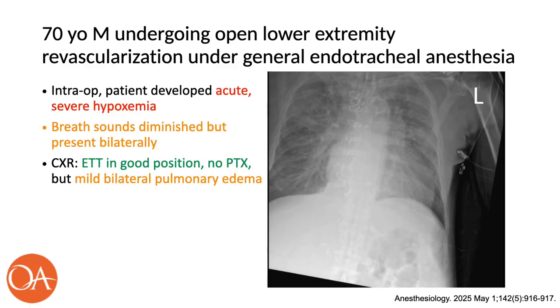Due to the severity of the patient's hypoxemia, a supine chest X-ray was obtained in the OR as shown on the right. Radiology was contacted for an emergent read, and they reported that the endotracheal tube was well positioned in the trachea, that there was no evidence of pneumothorax, and that the patient appeared to have mild bilateral pulmonary edema.